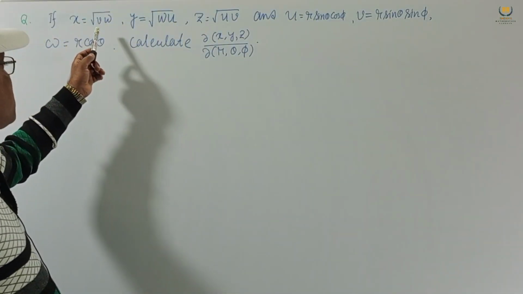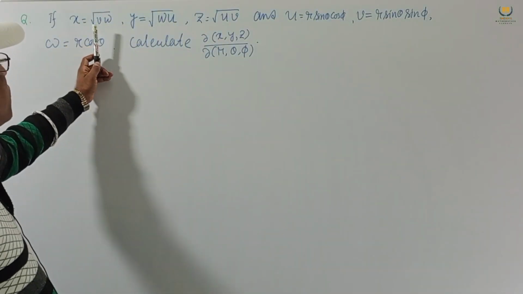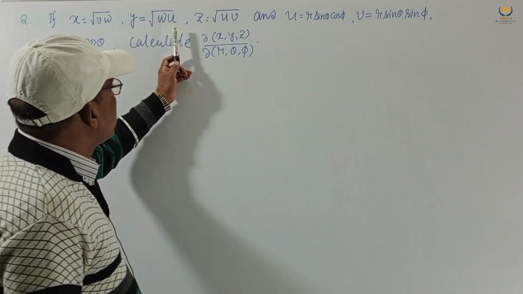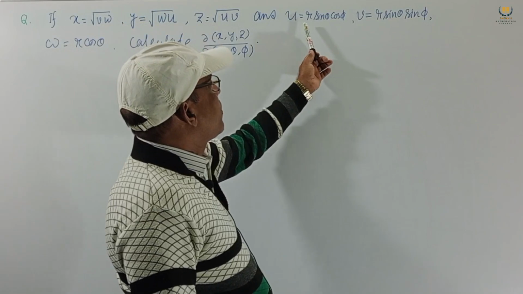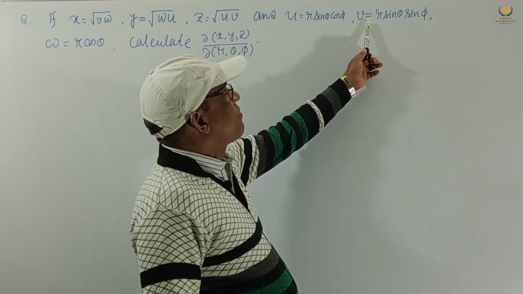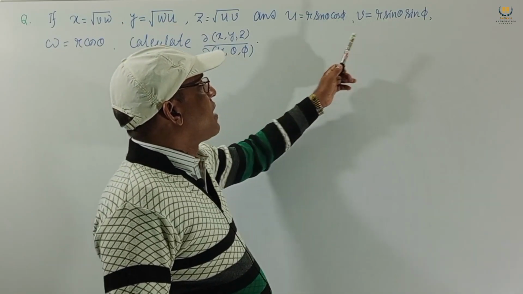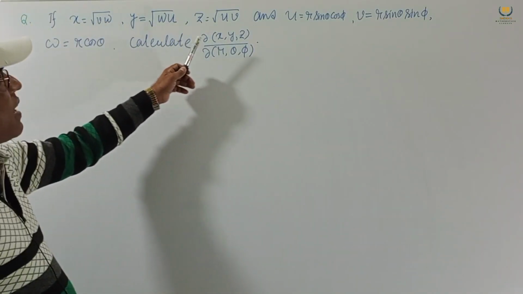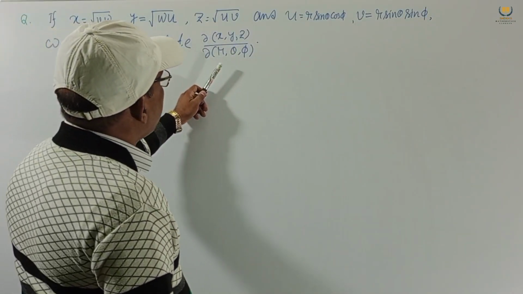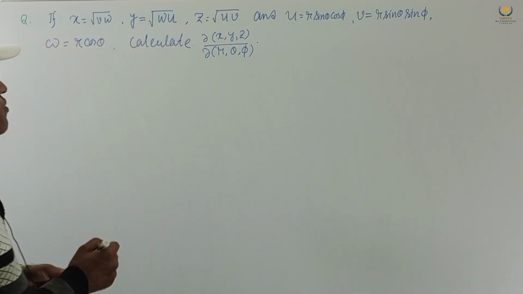If x equals root over vw, y equals root over wu, and z equals root over uv, and u is given as r sin θ cos φ, v equals r sin θ sin φ, and w equals r cos θ. Calculate ∂(x,y,z)/∂(r,θ,φ). This one we have to find.